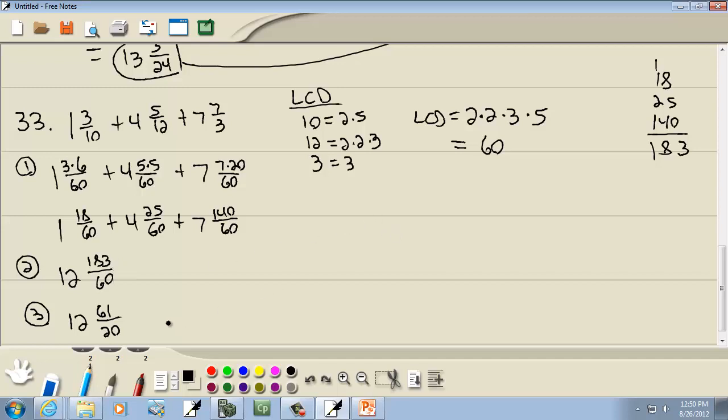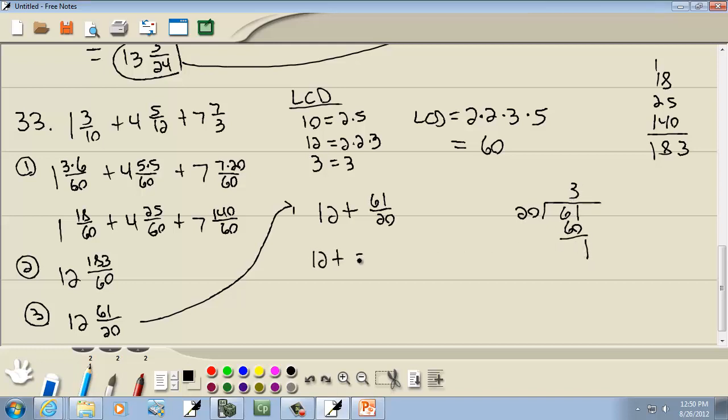Well, let's change that over now. Because that's the same as 12 plus 61 over 20. And that's an improper fraction. So I can divide 61 by 20. That gives us 3, that's 60, with a remainder of 1. So this becomes 12 plus 3 and 1/20. Again, the number on top here is the number out in front. The remainder is the number on top here. And then the denominator stays the same. Well, 12 plus 3 is 15. So our answer is 15 and 1/20.